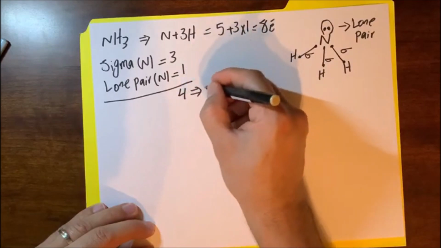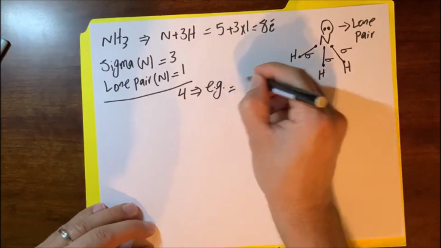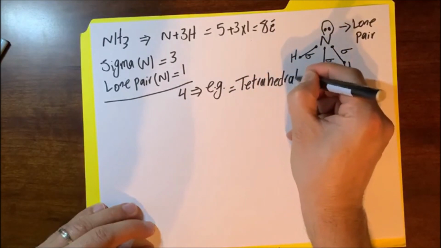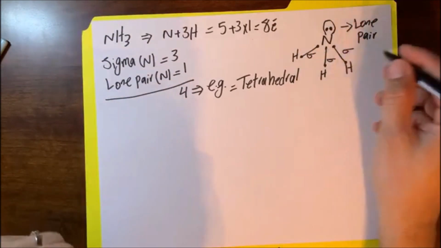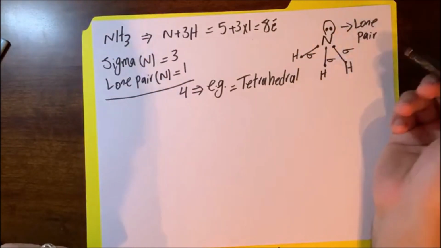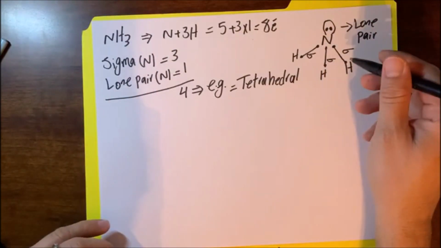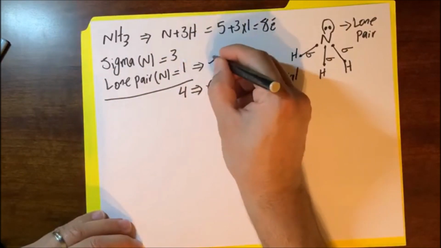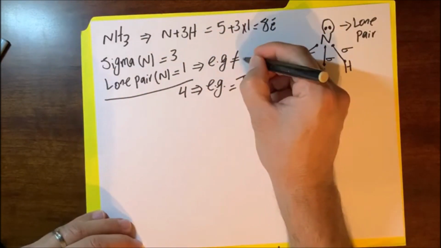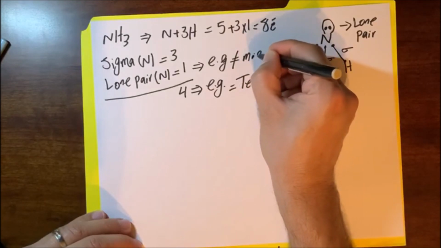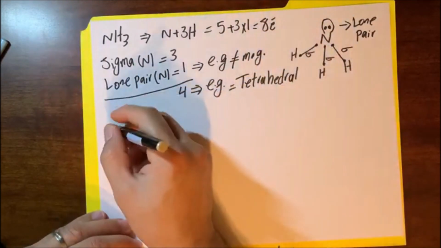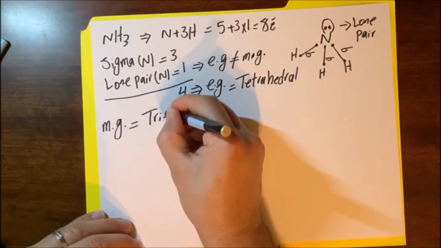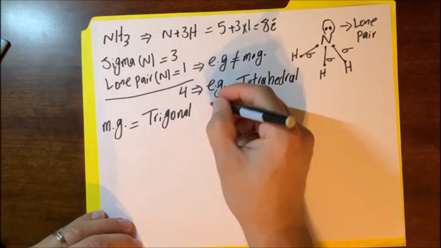Because this is equal to 4, the electron geometry will be tetrahedral. So you expect 109.5 for the bond angle. And we went through the geometry of this molecule, and we said in this case, because we have a lone pair, the electron geometry will not be equal to the molecular geometry. The real geometry will be trigonal pyramidal.